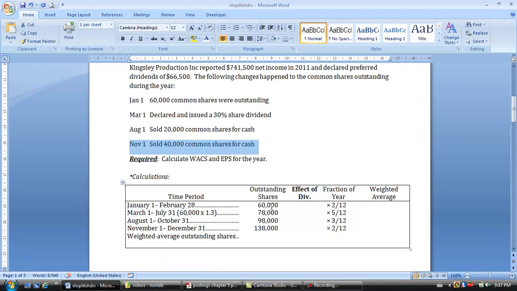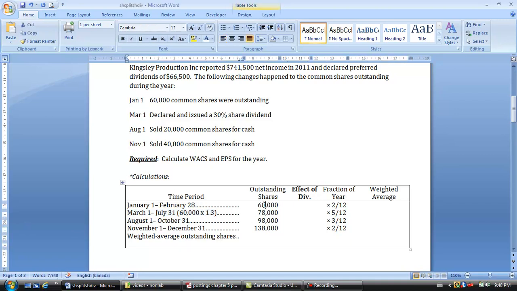So let's have a look at how that's going to affect our WACS calculation. We've already determined that from January 1st to just before we declared that share dividend, February 28th, we had 60,000 shares outstanding, and that represents 2 out of 12 months of the year. Now here we are, March 1st, and we know from March 1st to July 31st, we had more shares outstanding because we issued a 30% share dividend. Why am I only going to July 31st? Because on August 1st, something else happens. I issue more shares.